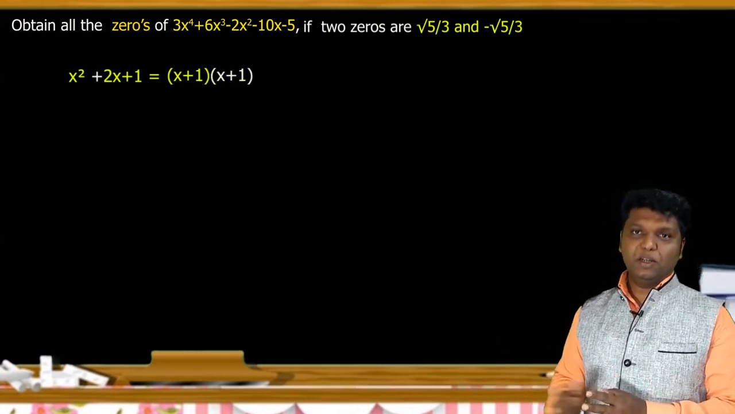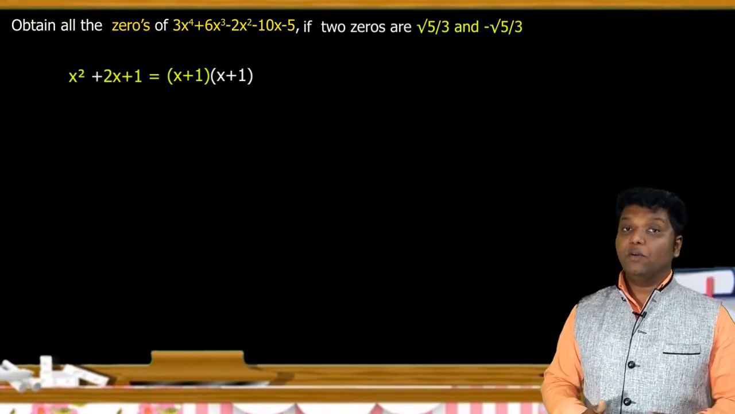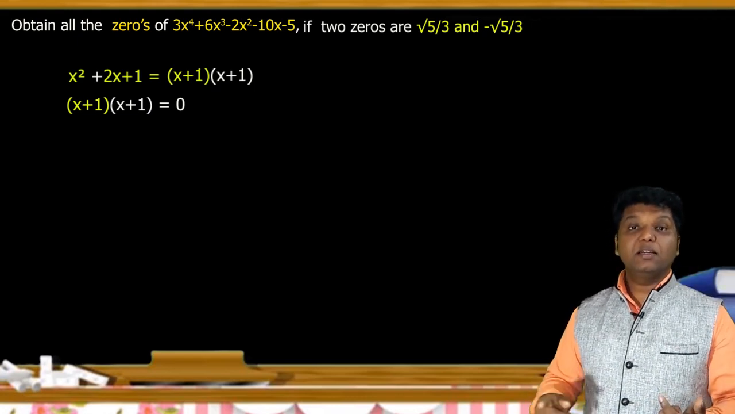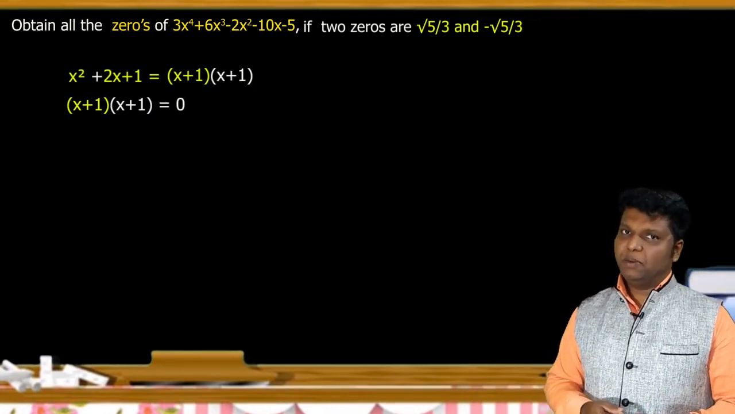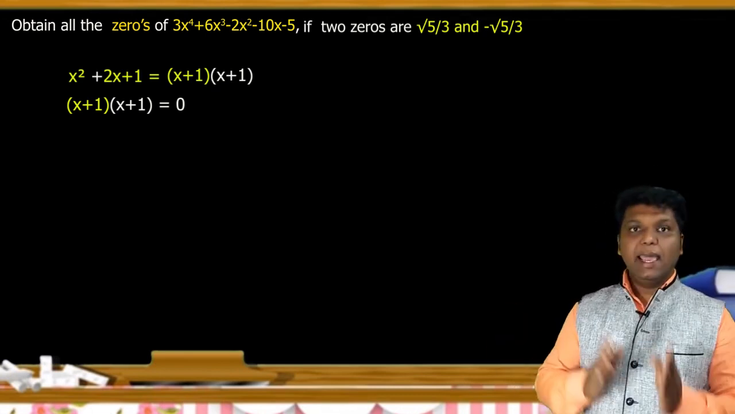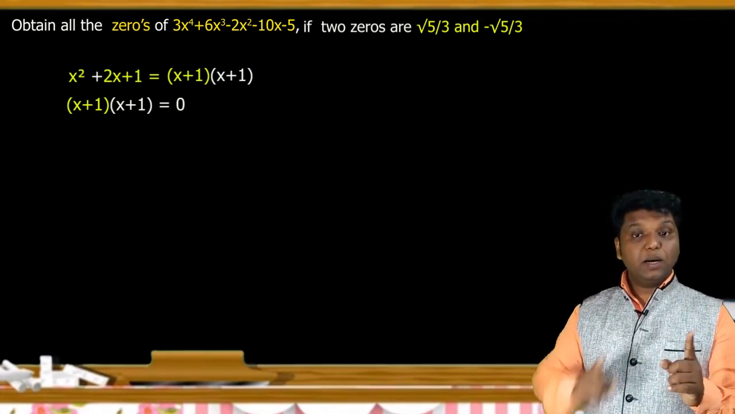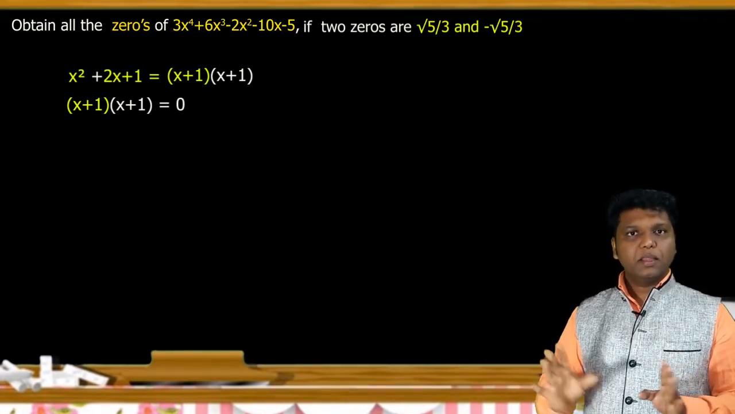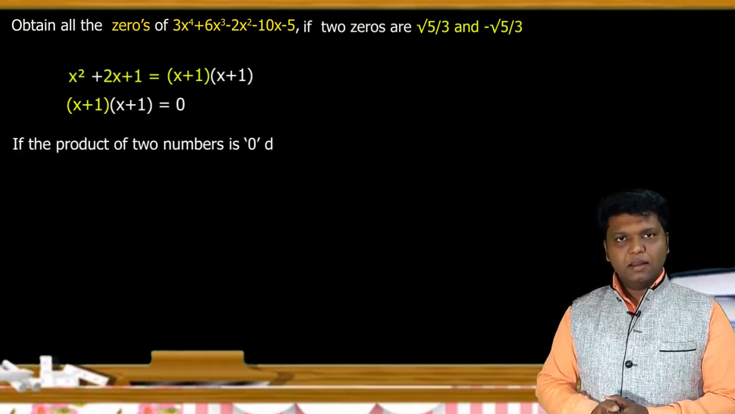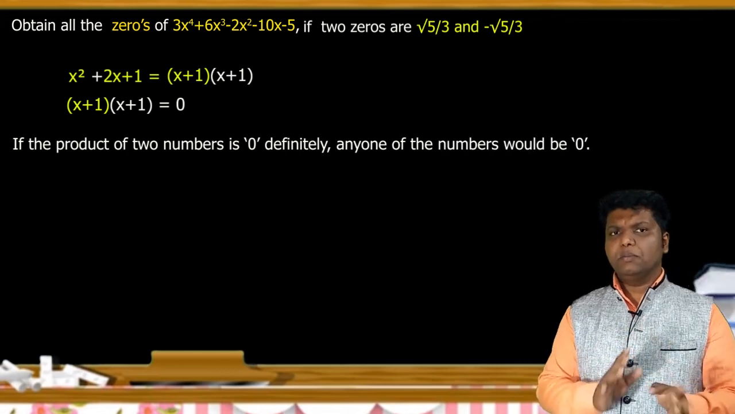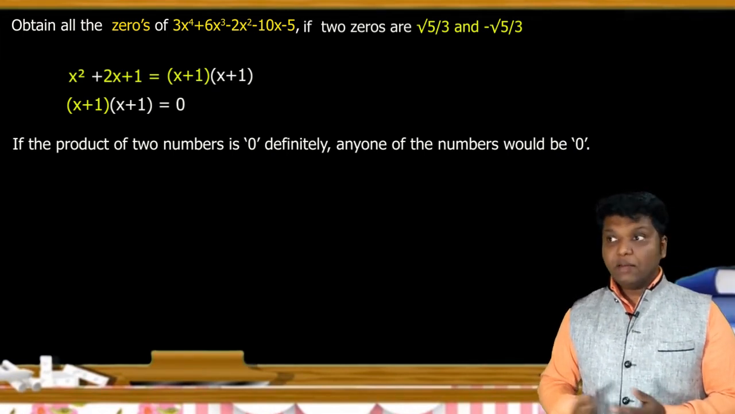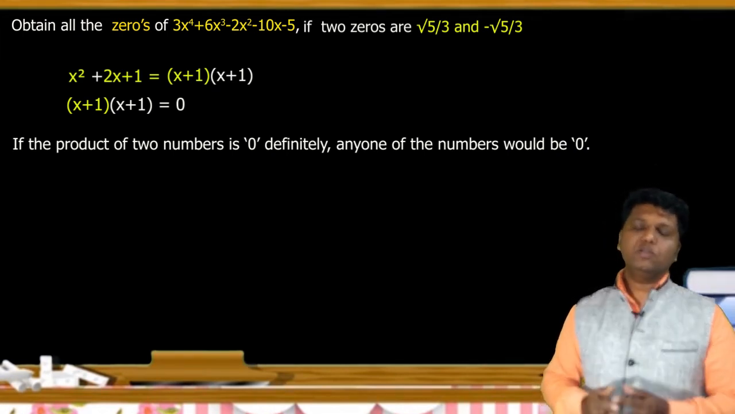That means if you want to find the zeros, we will equate it like this. X plus 1 into x plus 1 is equal to 0. That means x plus 1 is equal to 0, or the second time x plus 1 will be equal to 0. That means the product of two numbers is 0. That's what we have stated right now. If the product of two numbers is 0, what does it mean? Definitely among both of these numbers, one should be 0. Then only we will get the result as 0, isn't it? So definitely we can say any one of these two numbers should be 0.